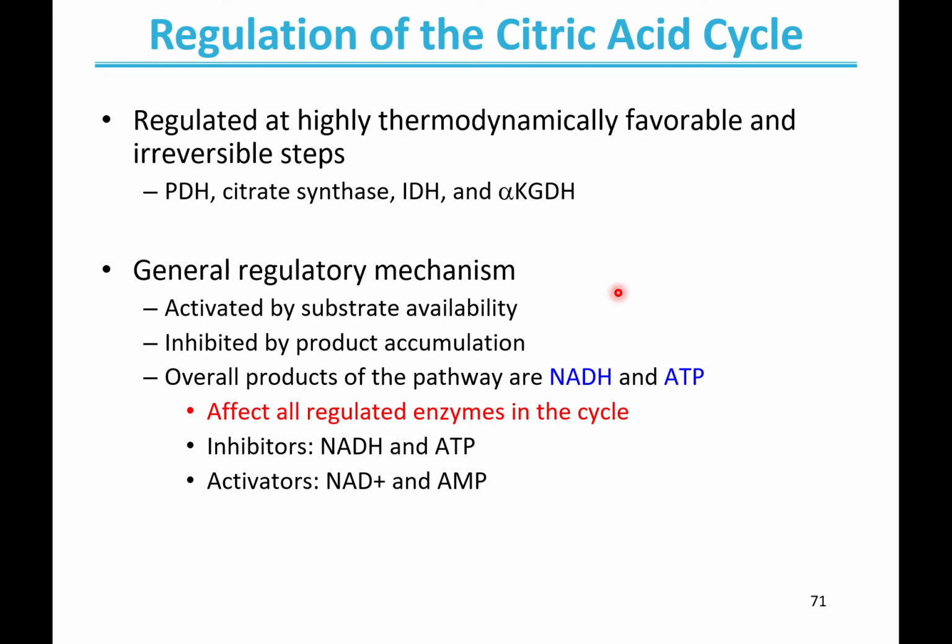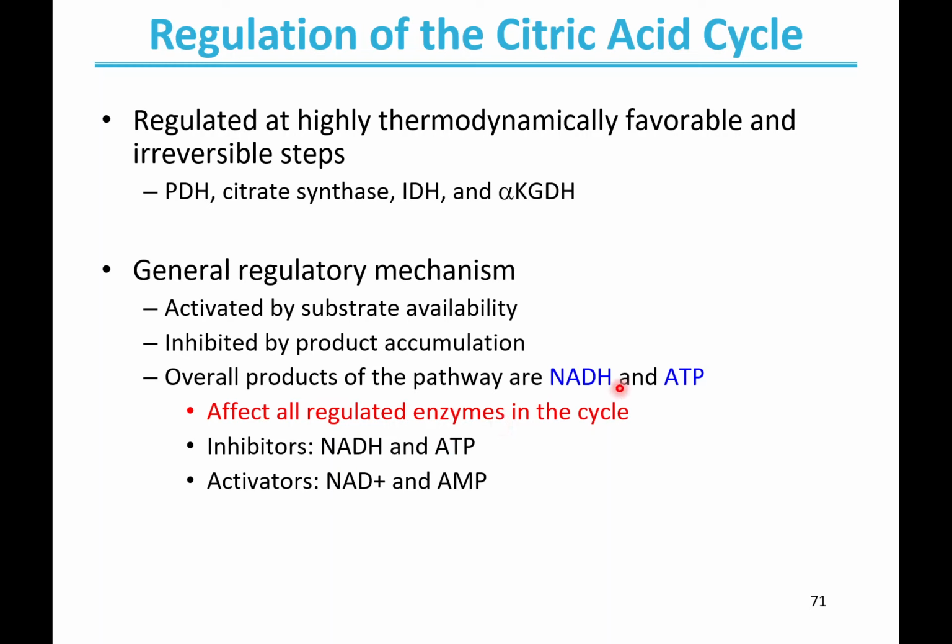Okay. Where the citric acid cycle is regulated, specifically, it's regulated at the highly thermodynamically favorable or irreversible steps, which is sort of similar to what we saw with glycolysis. Those irreversible steps are the ones that you want to regulate, and those are the pyruvate dehydrogenase complex E1, citrate synthase, isocitrate dehydrogenase, and alpha-ketoglutarate dehydrogenase. Generally, they're activated by substrate availability and inhibited by product accumulation.